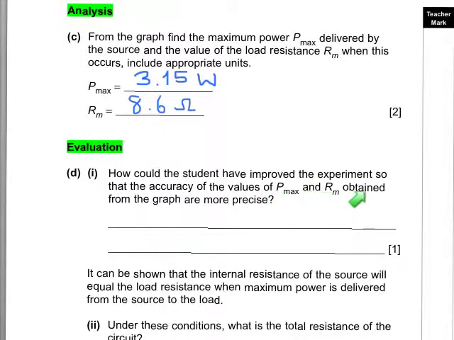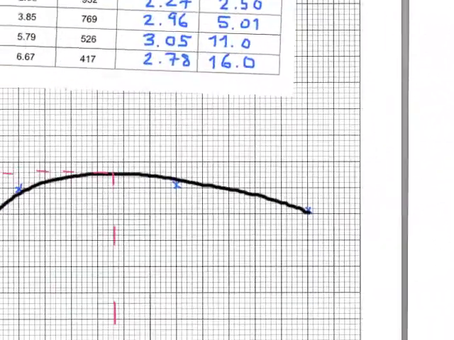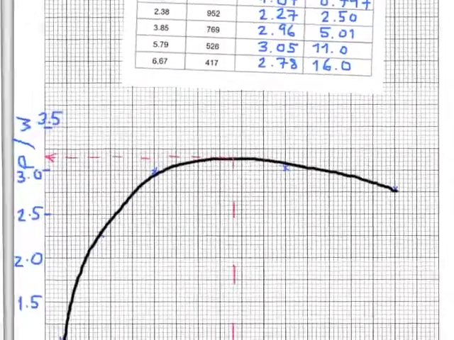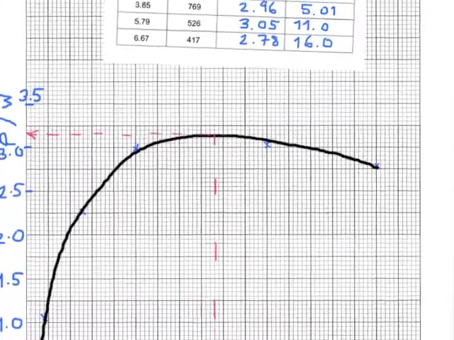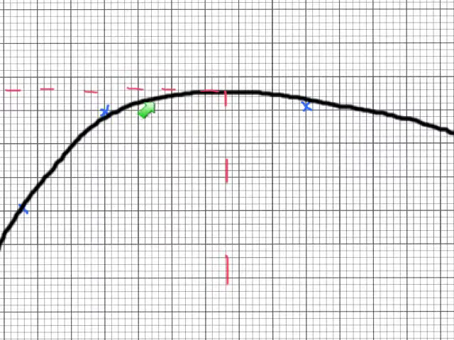So this is our keyword here, precise, not to be mixed up with reliable. Precise means that we get it as close to the true value as possible. And you might notice in here that the curve could be a bit slightly different. Alright, there's a bit of ambiguity in here.